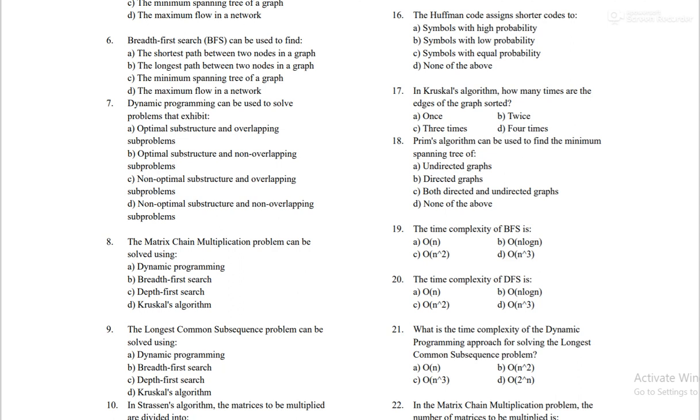Question 18. Prim's algorithm can be used to find the minimum spanning tree of. Here the correct answer is option A, undirected graphs. Prim's algorithm can be used to find the minimum spanning tree of undirected graphs, as Prim's algorithm always creates a connected tree which doesn't have any loops. But in Kruskal's algorithm, a tree is formed but with separate and distinct edges.